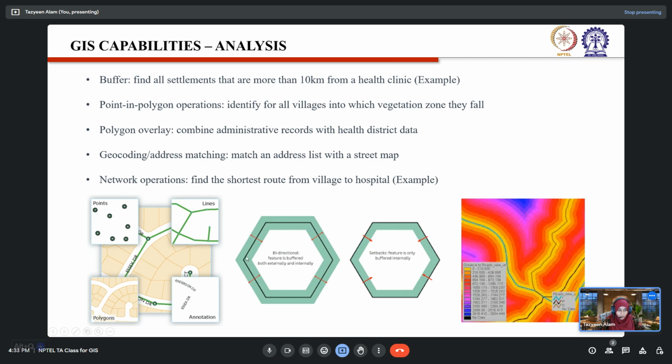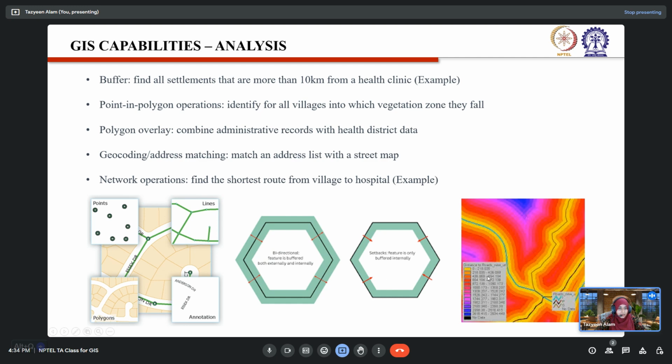Suppose this is my health clinic, as in the example. This white section represents the outer wall of the health clinic, and let us say this is the boundary wall. From the white space, which is the health clinic building, this bluish broad thick line represents my 10 kilometer buffer space, beyond which I'm trying to find the settlements.